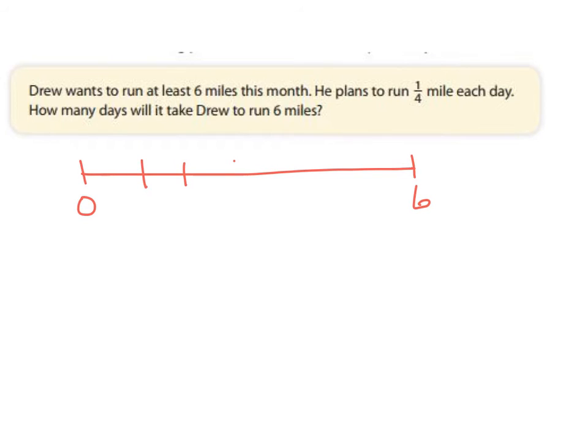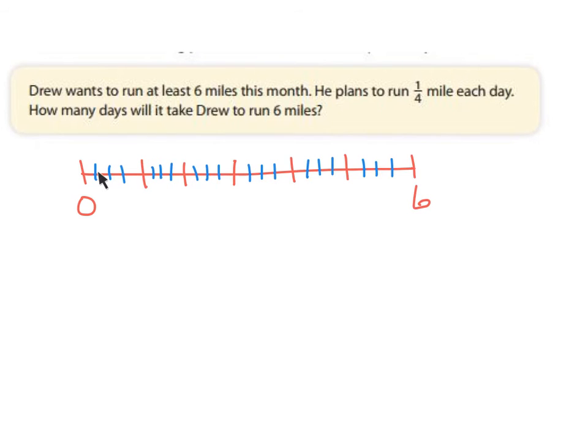I'm going to divide my number line into 6. Now, if he runs a 1/4 mile a day, that means I need to divide each whole number into 4ths to see what I can get here. So let's do that. 1, 2, 3. Okay, so now here's my 1/4 a mile. When I count all these tick marks, it's going to tell me how many days it took him to run 6 miles for the month.